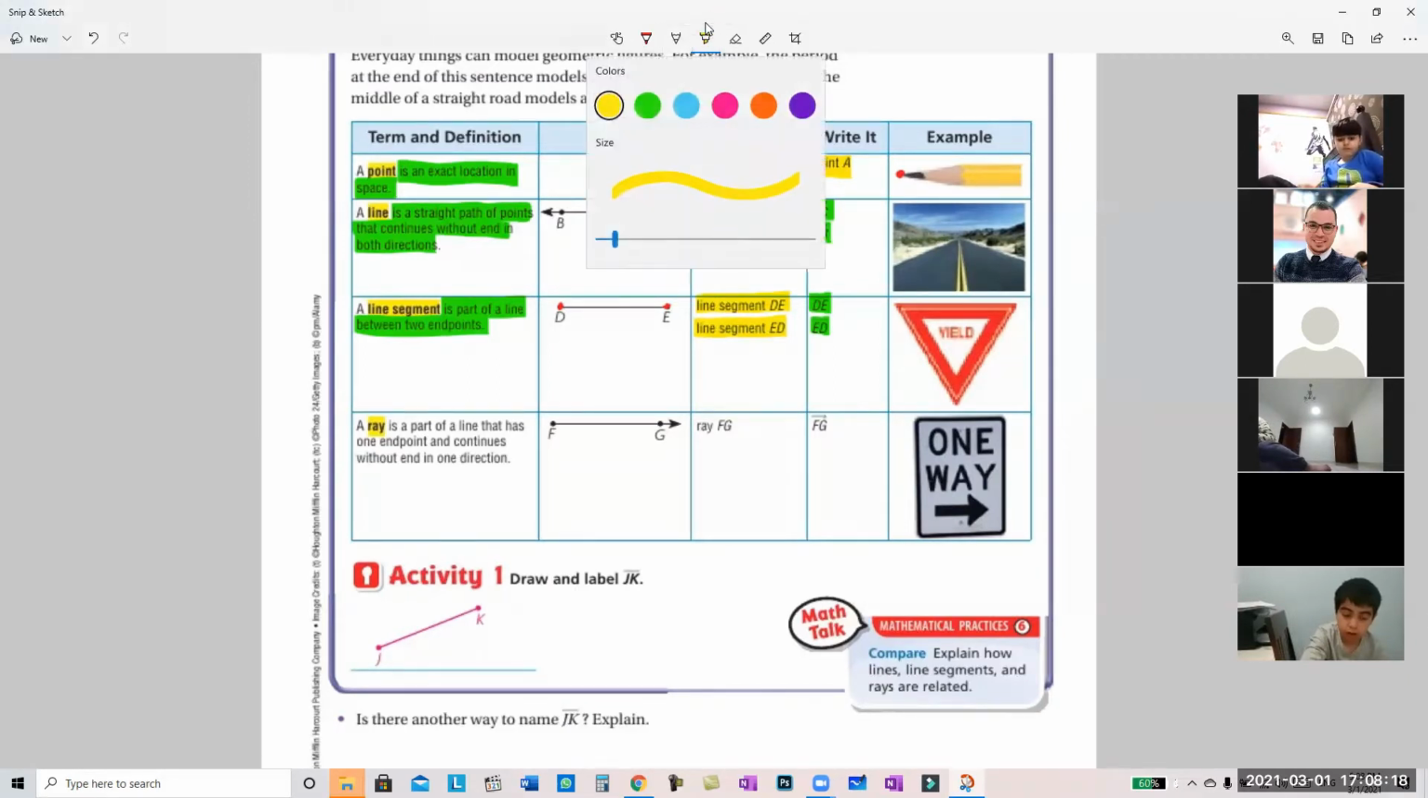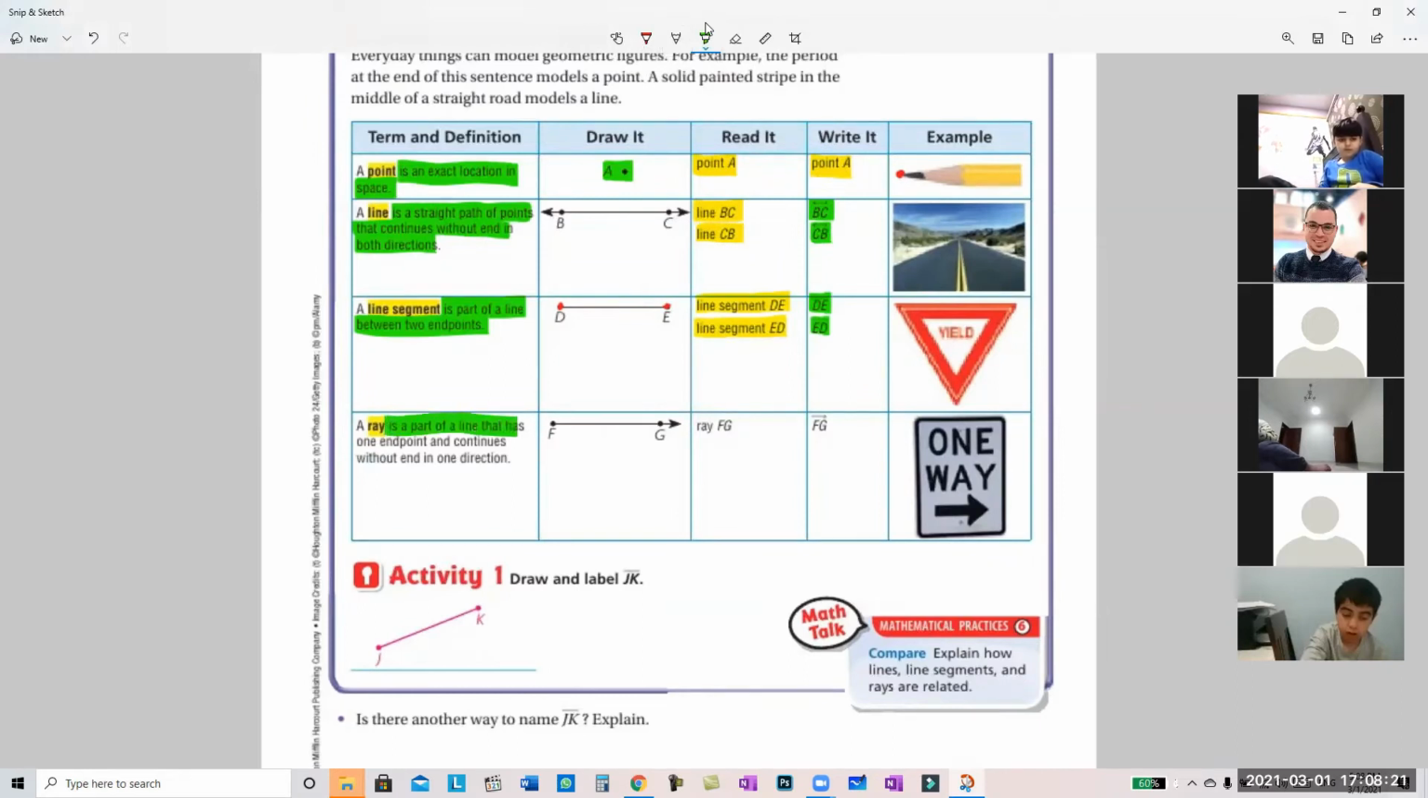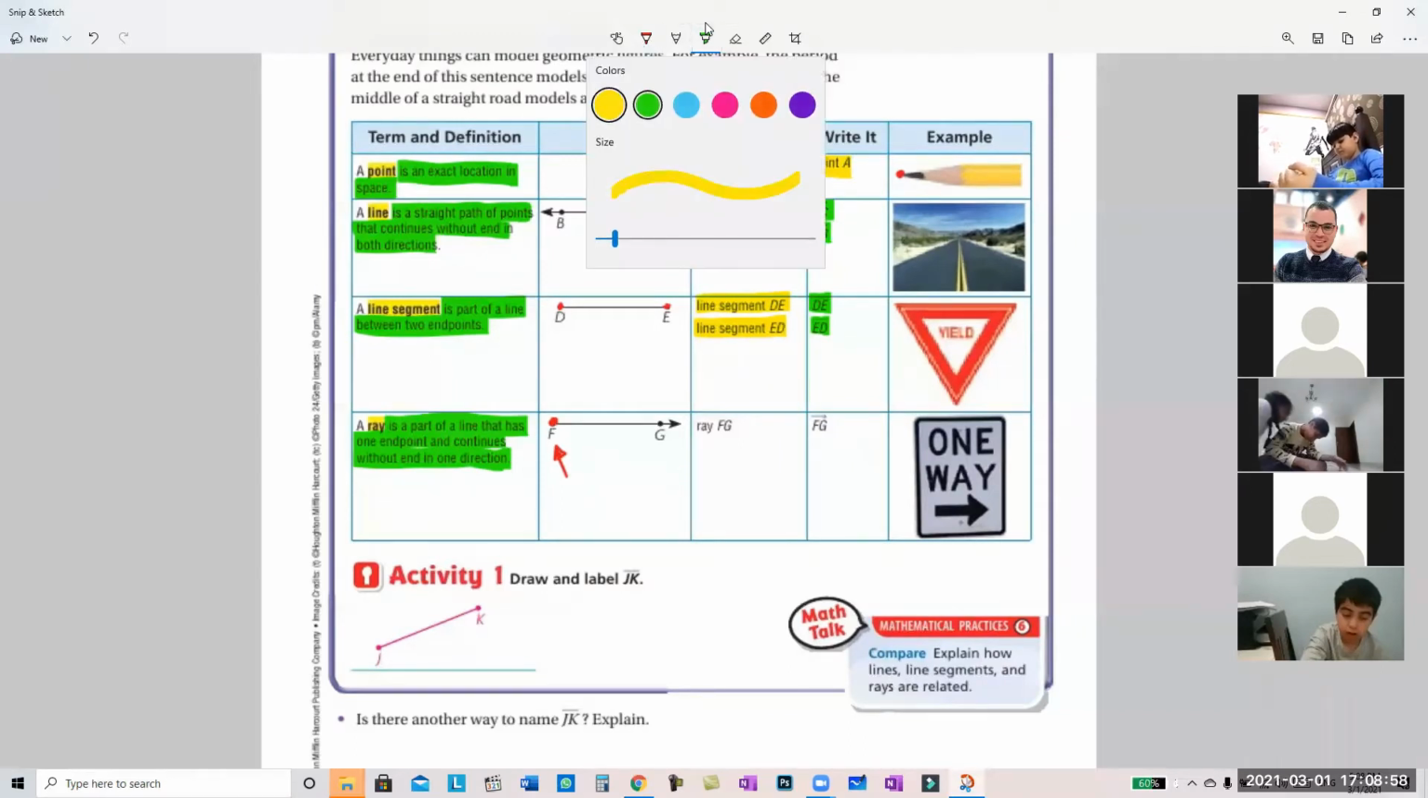Okay, let's move to the next figure, which is a ray. A ray is a part of a line that has one endpoint and continues without end in one direction. So it will be continuous in only one direction. And from the other direction, we have a starting point, which is F here. So it has a starting point, but it has no end point. So you have to start from the F point and move to G, but there is no end after that. Okay? And we can write it like that.